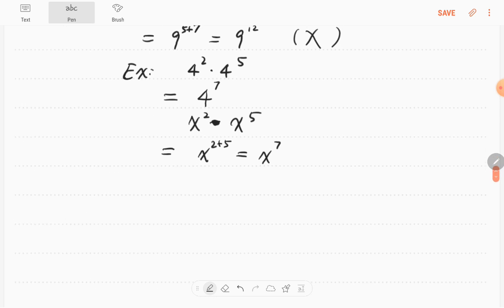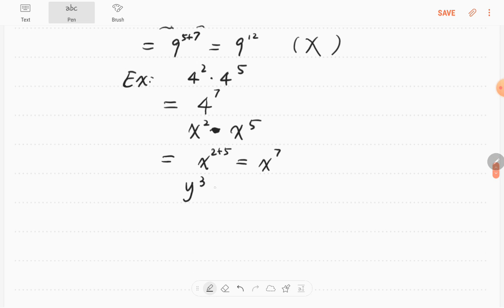How about this one? We still do the same thing. So check, it's the multiplication, okay? Now, next, check if they have the same base. We will say, yes, the same base is y. Then we copy down the y. But next step, we should find the sum of the exponents.